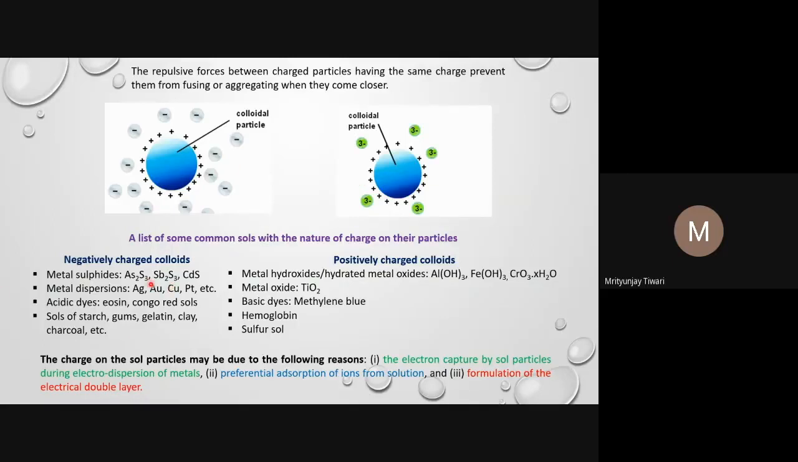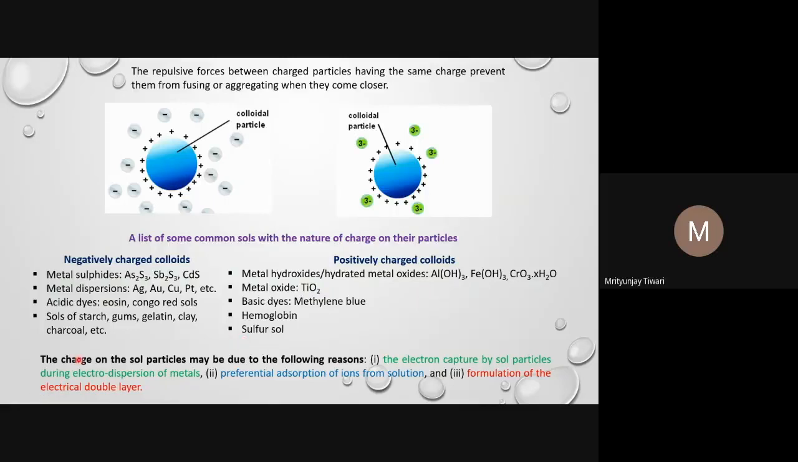And based on this charge on the colloidal particles, colloids may also be divided into negatively charged colloids and positively charged colloids. The examples of negatively charged colloids are metal sulfides and metal dispersion. And then we also see the acidic dyes and so on. The positively charged colloids are metal hydroxides or hydrated metal oxides. Then basic dyes or the metal oxides are positively charged colloids.